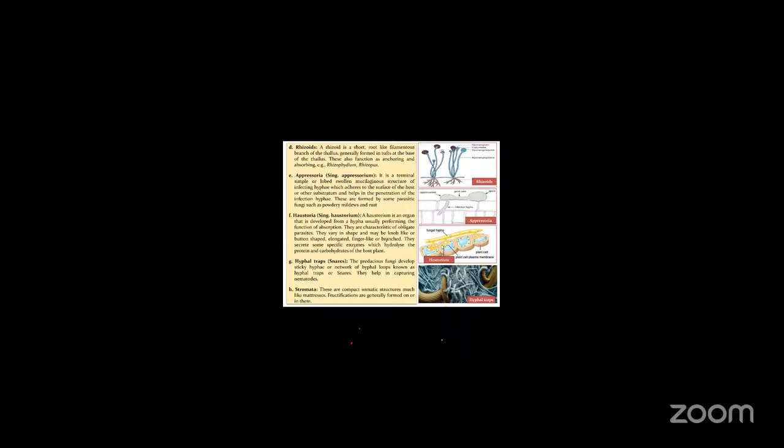So the next one is hyphal traps. Predaceous fungi develop sticky hyphae or networks of hyphae, known as hyphal traps or snares, which help in capturing nematodes. And another one is the stroma. Stromata are compact somatic structures, much like a mattress, or fructification generally formed on these fungi.